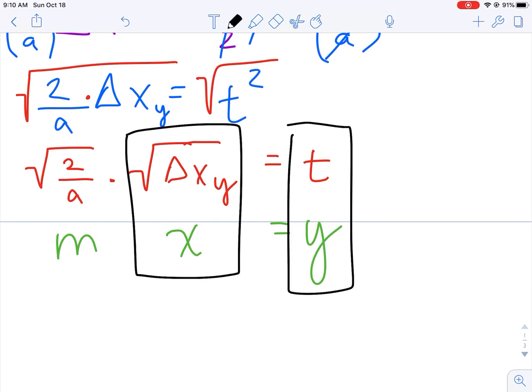Now you might say, wait a second, Mr. Hebert, we did not graph time versus the square root of x. So what am I trying to prove in this equation? In this equation, what we're trying to prove is that the nature of the relationship is a square root function.